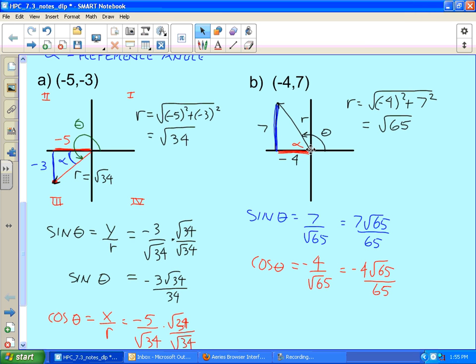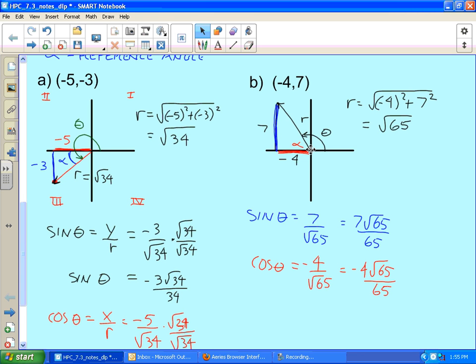All right. So again, paying attention to the sign of these values. Notice that the sine value in this example was positive, where over here, under example A, it was negative. The cosine value of B was negative, as it was in A.